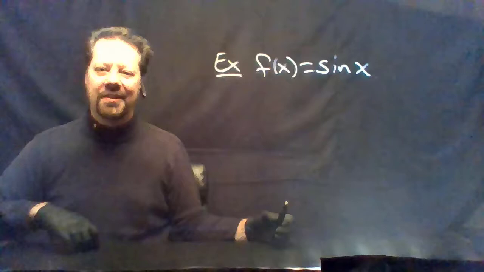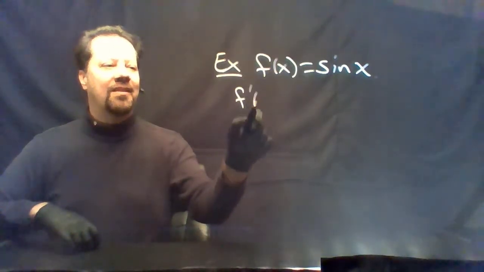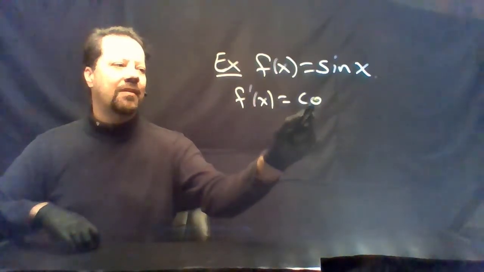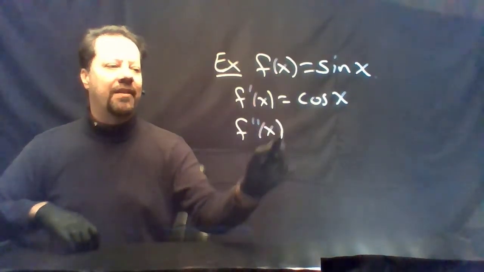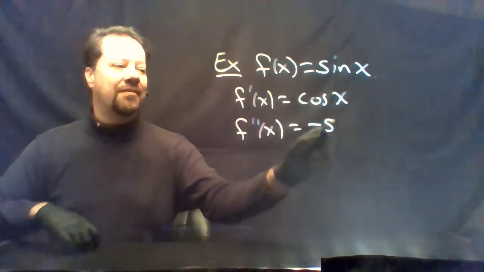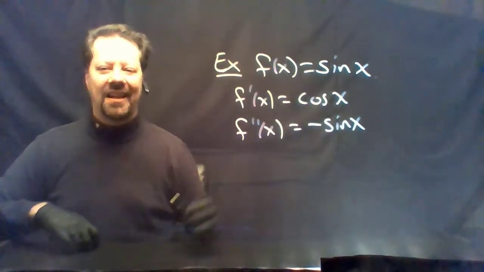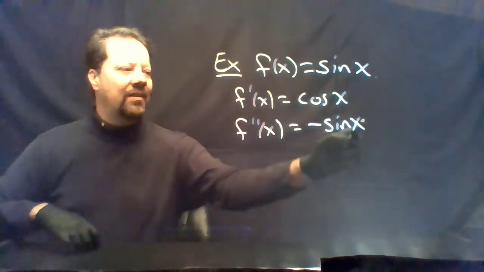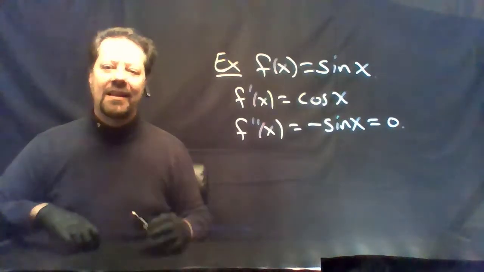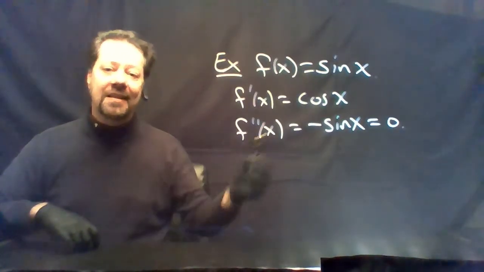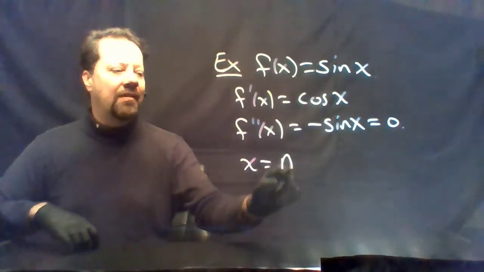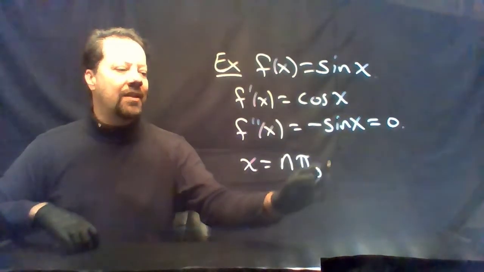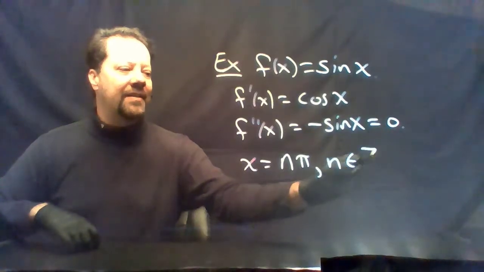Let's look at the sine function. The first derivative is, of course, cosine. The second derivative is negative sine x. Where is that equal to 0? It's equal to 0 everywhere that the sine function is 0. And that will be the set of all n pi, such that n is an element of the set of integers.